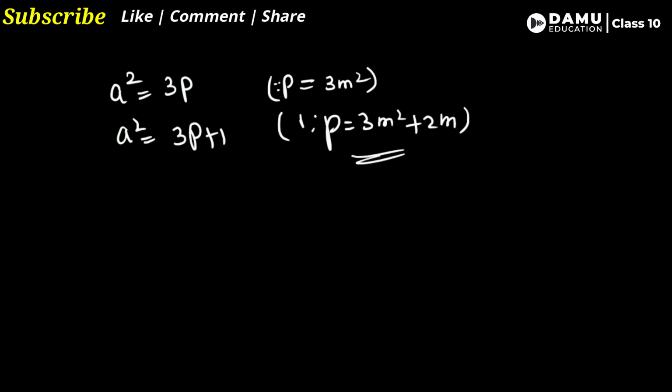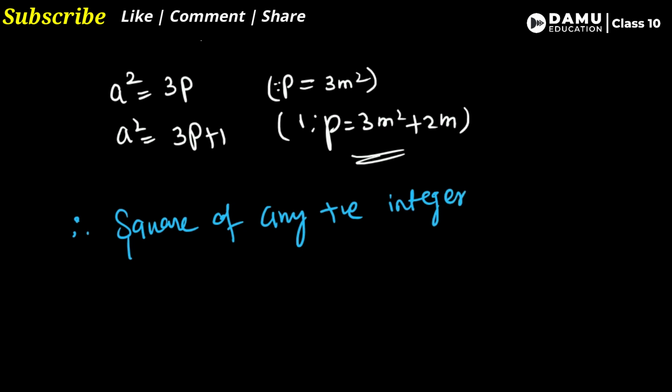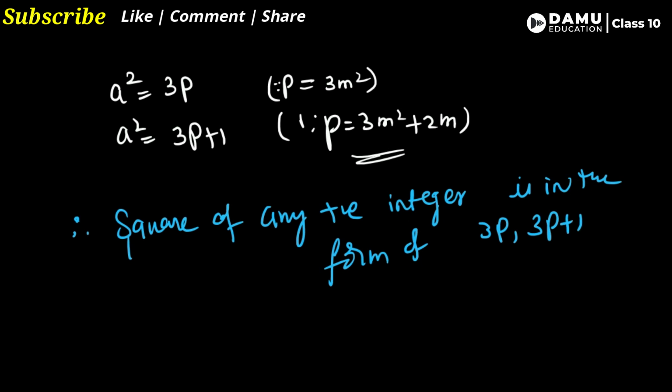So the square of any positive integer can be written in the form of 3p or 3p plus 1, and so on, 3p plus 2, like this we will get. This is the way to show these things.